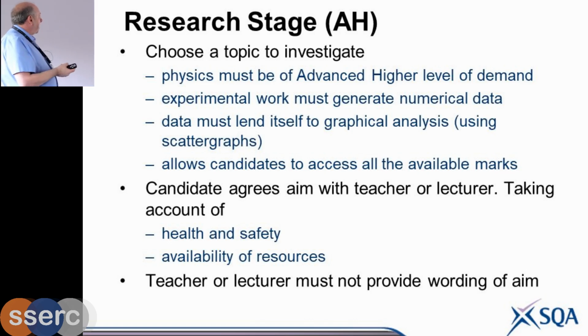A few of these things I've mentioned already. It needs to be an advanced higher level of demand. The experimental work must generate numerical data. It's not like chemistry where they might be doing observations and going, oh, it turned blue, or what have you. In advanced higher physics, we're looking for numerical data, and ideally data that you can analyze graphically using scatter graphs.